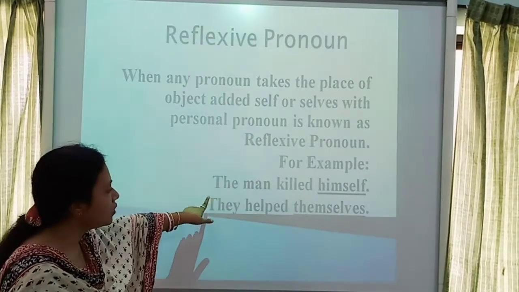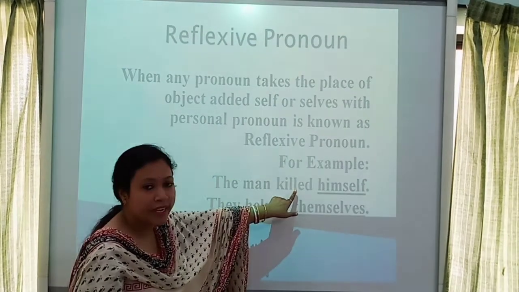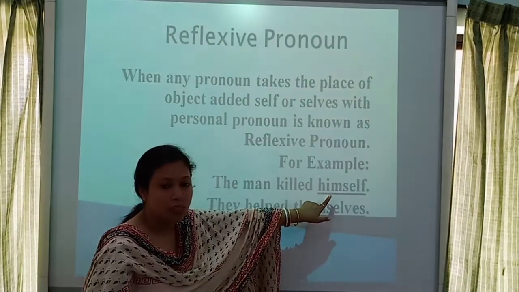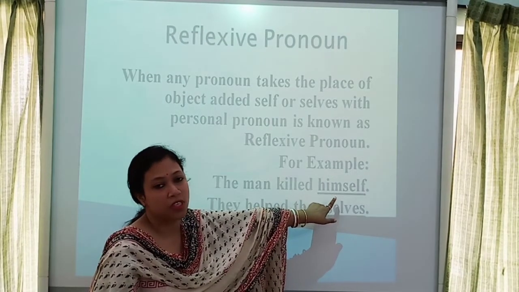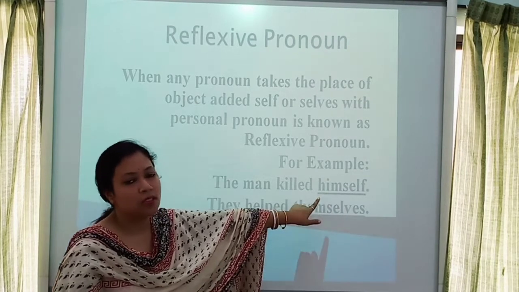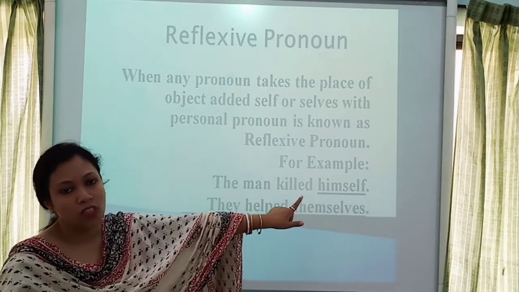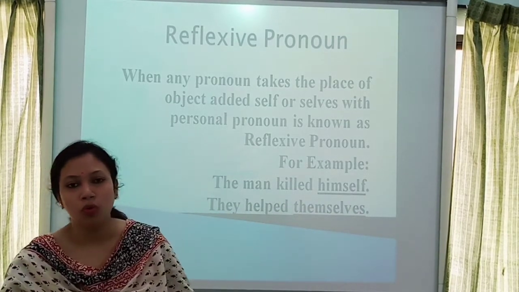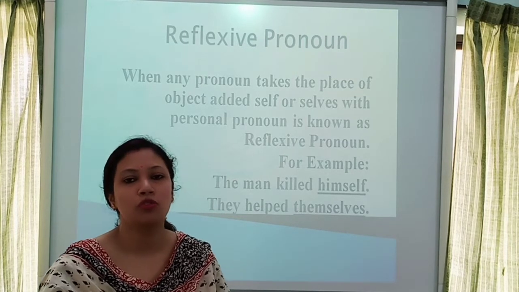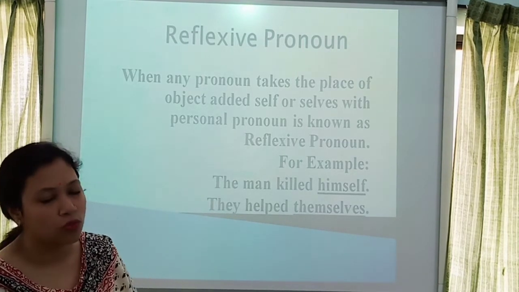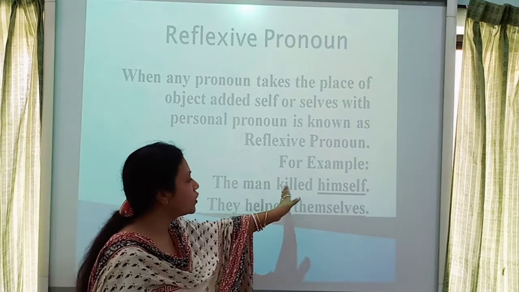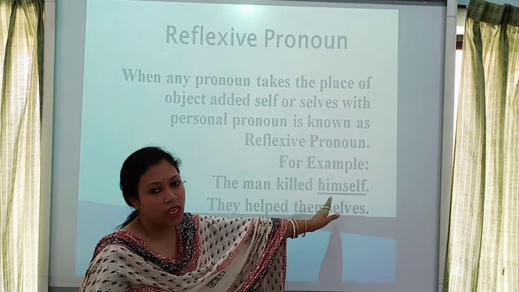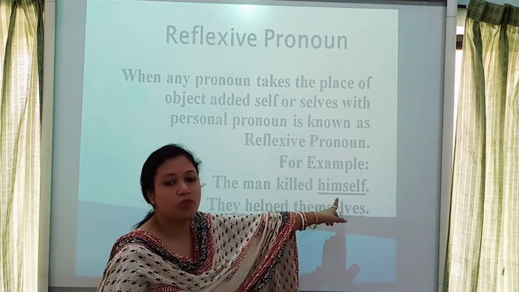Okay, look at here, student. Here the verb is killed, the man is the subject, and himself is a reflexive pronoun and it is used as the object. You always find a reflexive pronoun in a sentence as an object. If you want to find a reflexive pronoun, go to the last part of the sentence, because a reflexive pronoun stays in a sentence in an object position.